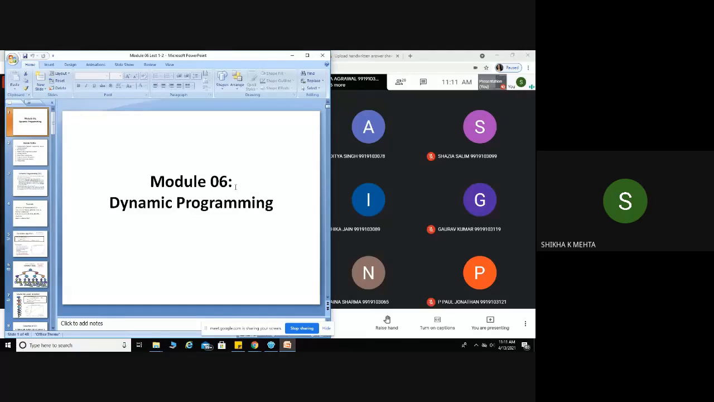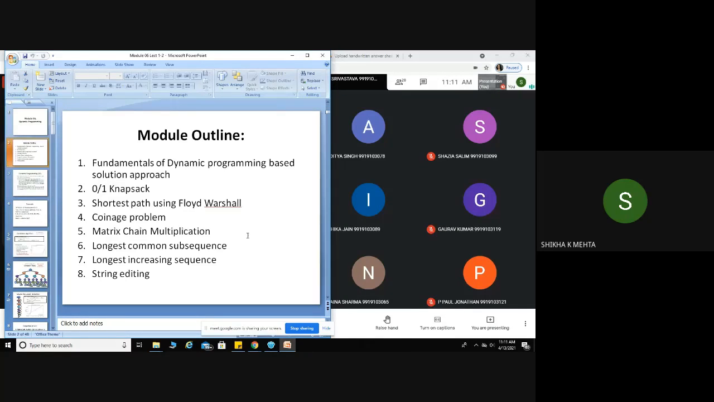Dynamic programming is based on the principle of optimality. That means in the complete path, at every stage we take a decision whether this is the best or not. So this is the difference between the greedy algorithm and dynamic programming, and between divide and conquer and dynamic programming. The various applications that we solve using dynamic programming are the zero one knapsack problem, shortest path using Floyd Warshall, coin change problem, matrix chain multiplication, longest common subsequence, longest increasing sequence, and string editing.